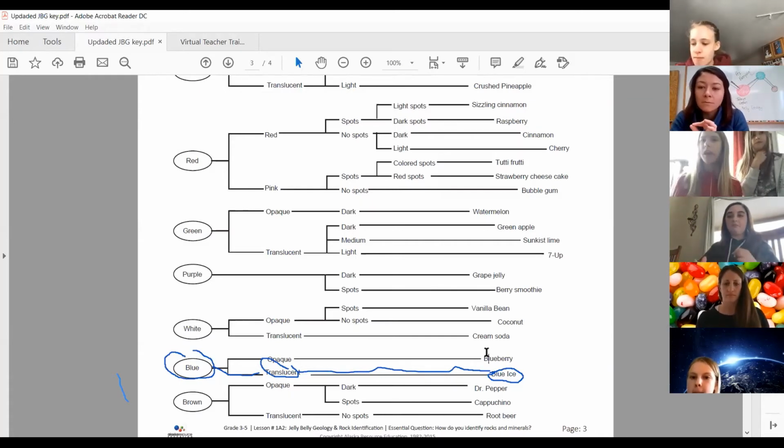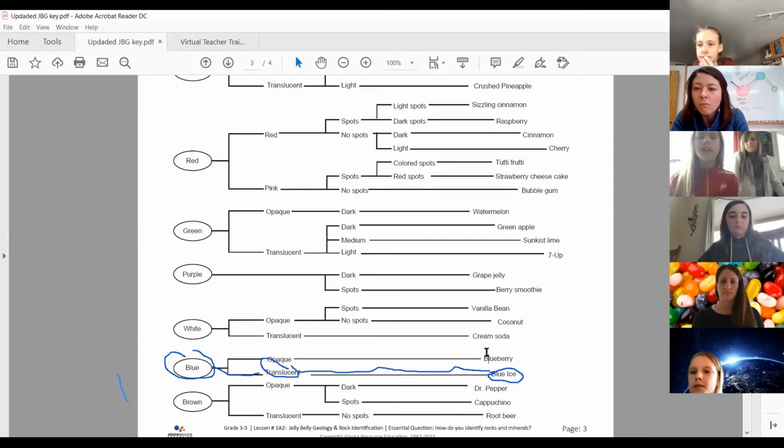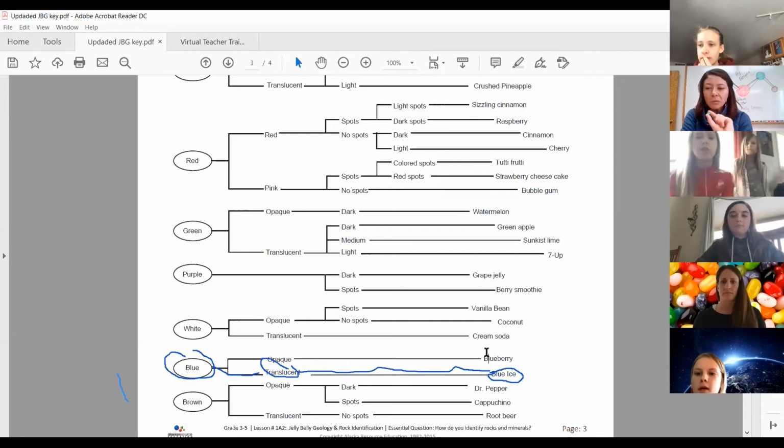I have a transparent. Blueberry is definitely. Blue ice kind of tastes like a Sour Patch Kid a little bit. Really? Yeah, it does. It tastes like a Sour Patch Kid. What color? The dark blue or the light blue? The light blue. Okay.